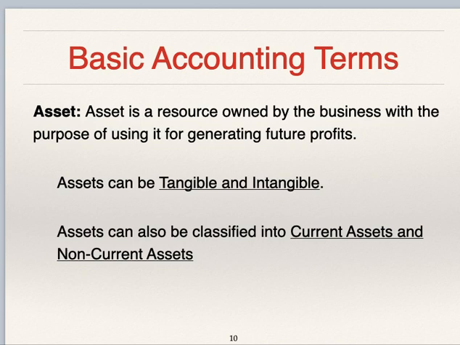But the assets which do not have physical existence, which you cannot see, which you cannot touch, feel, are known as intangible assets, but they help to generate revenue in future. Examples are goodwill, patents, trademarks, copyright, franchises, etc. Assets are again classified as current and non-current assets. Current assets are those assets which get turned into cash within one accounting period.